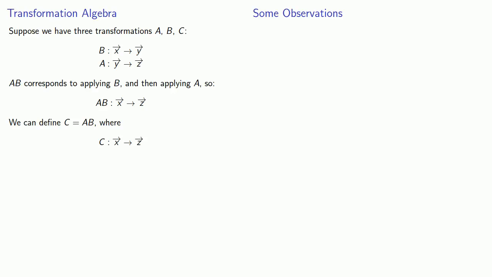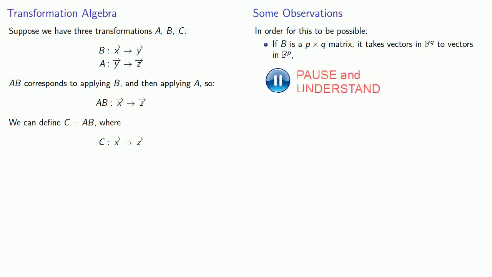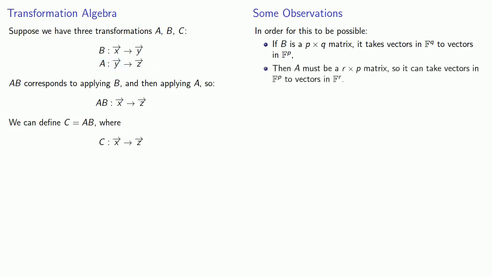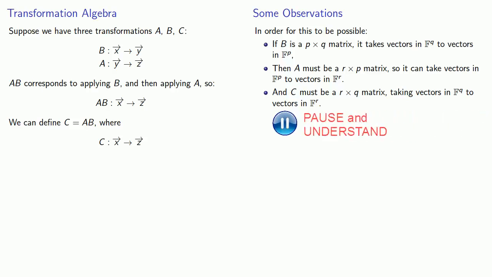In order for this to be possible, if B is a P by Q matrix, it will take vectors in FQ to vectors in FP, where F is our underlying scalar field. Since A takes vector y to vector z, that means A must be an R by P matrix, so we can work on vectors in FP and send them to vectors in FR, which means that C has to be an R by Q matrix, which will take vectors in FQ and send them to vectors in FR.